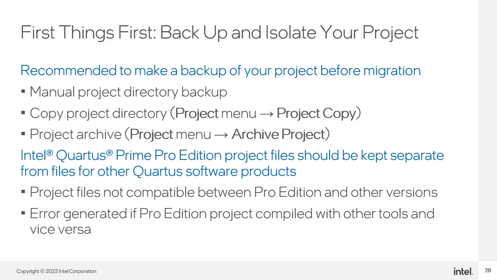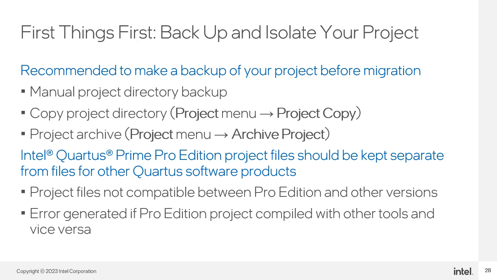Before moving a project to the Intel Quartus Prime Pro Edition software, it is recommended to make a backup of your project directory and associated files. This is a good design practice in general, but you may want to create an additional backup specifically for the migration. You can do this manually or use the project archive or project copy features found in every version of the Quartus software.